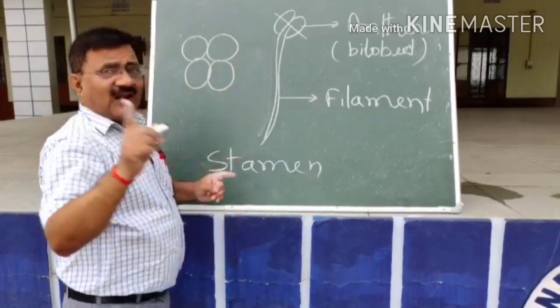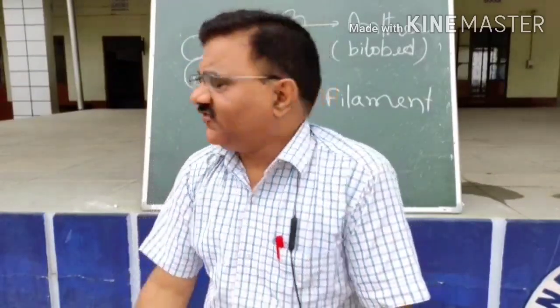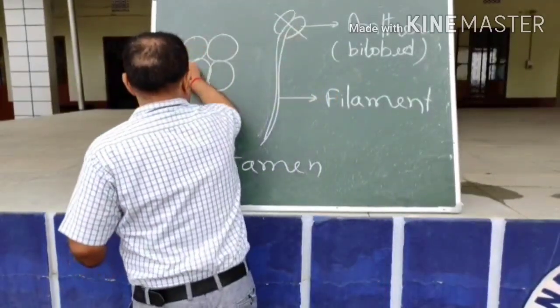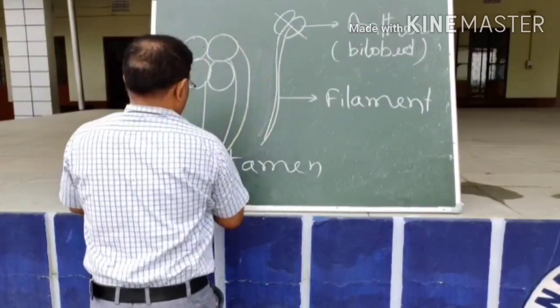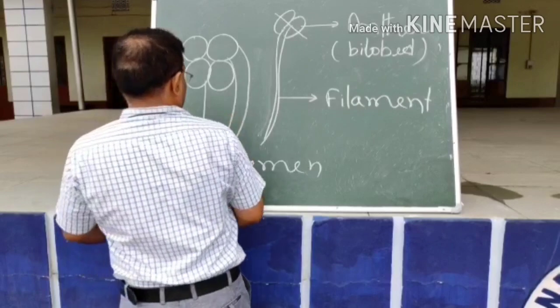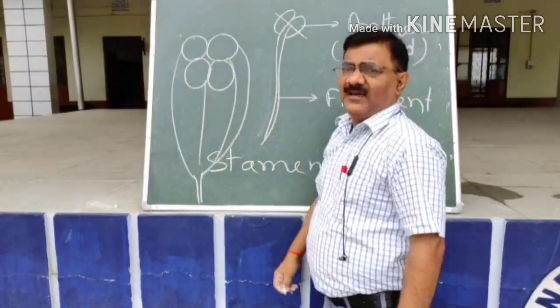Means one lobe contains two chambers. So there are two lobes. Naturally it will contain four chambers. And see here, four chambers are there. If we cut this part, this way it can be seen.